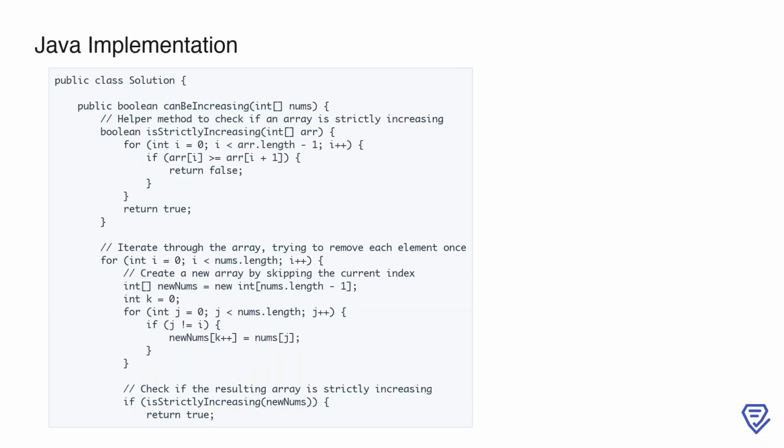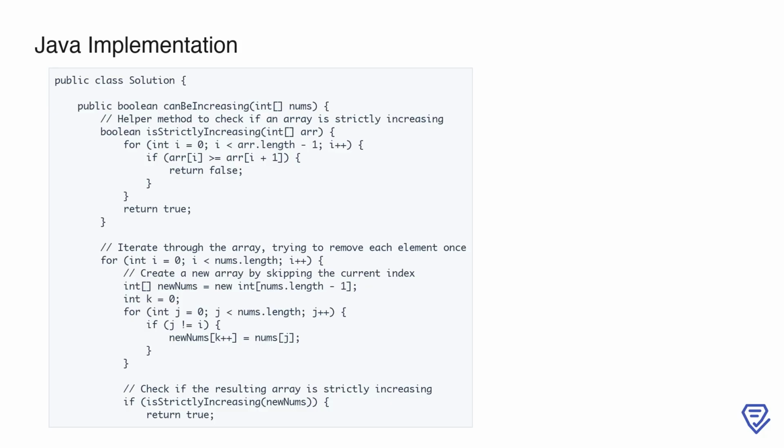In this Java implementation, we start by defining a class called Solution and a method named canBeIncreasing, which takes an integer array, nums, as input. To help us determine if an array is strictly increasing, we first define a helper method called isStrictlyIncreasing. This method iterates through the array using a simple for loop and checks if each element is less than the next one. If any element violates this condition, the method immediately returns false. Otherwise, if all elements satisfy the condition, it returns true.